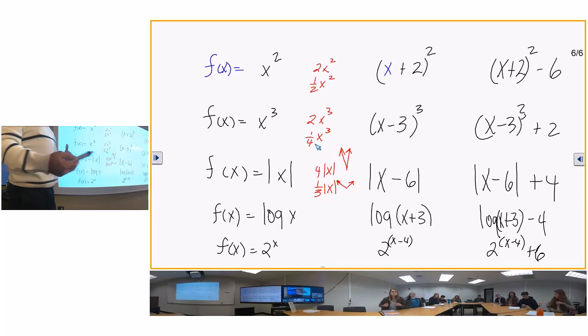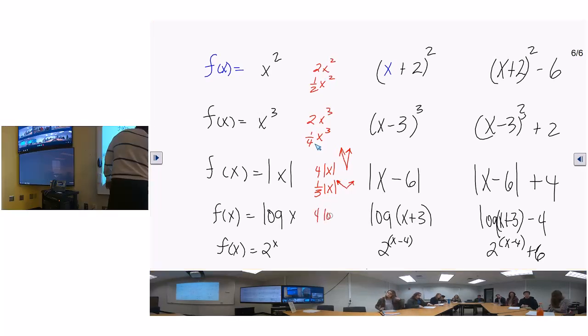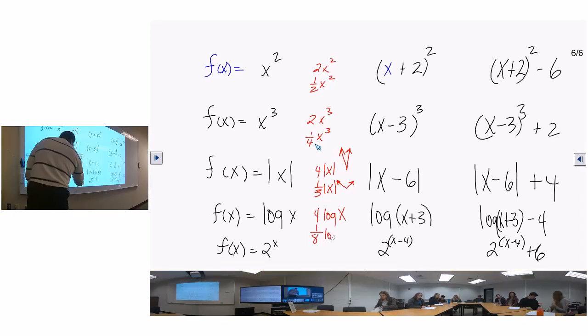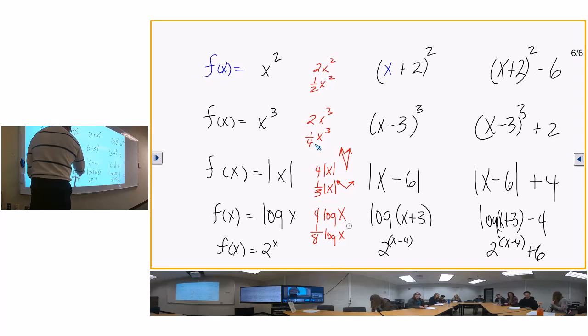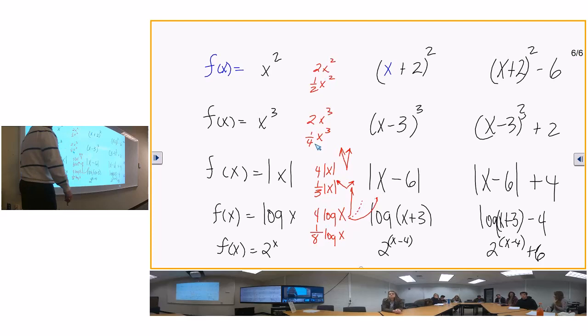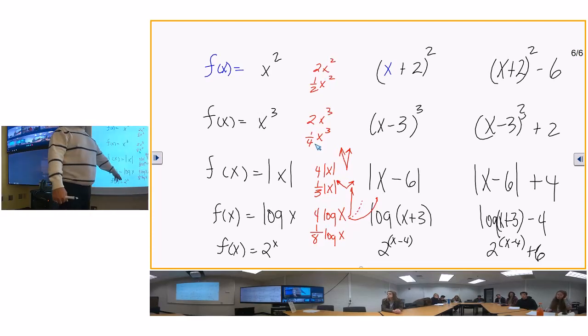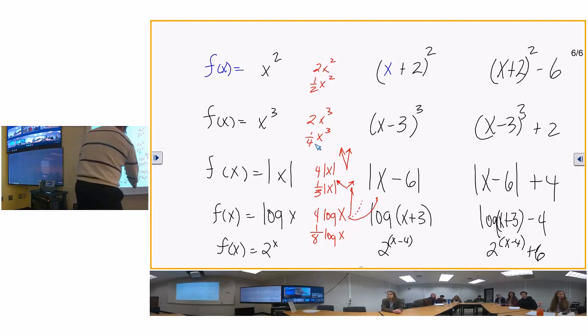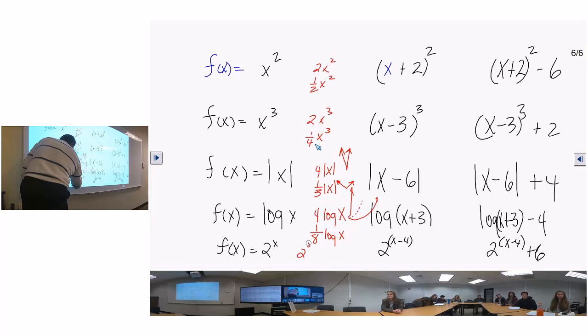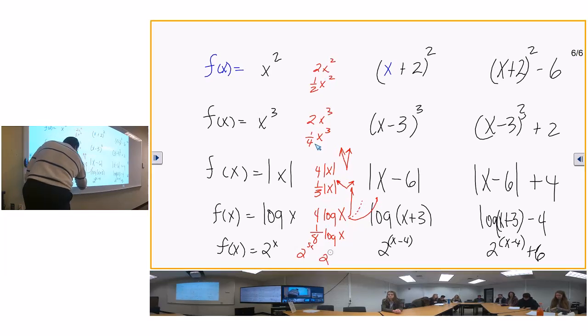Same thing with logarithm. 4 log of x versus 1/8 log of x. This one's going to make it skinnier, and this one's going to make it what? Lighter. Same thing with 2 to the x. You'd make it 2 to the 5x, or 2 to the 1/2 x. It's going to make it skinnier or wider.